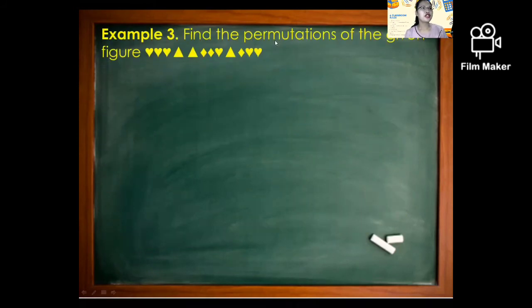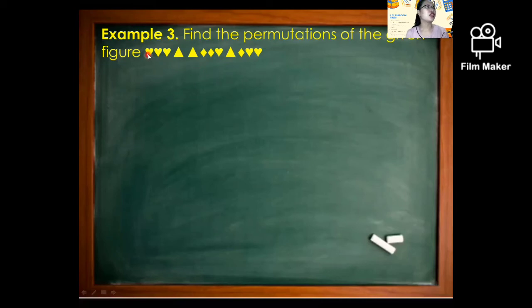Example number 3. Find the permutation of the given figure. Meron daw po tayong 3 na heart. May sumunod na dalawang triangle, dalawang diamond, isang heart, isang triangle, isang diamond, at dalawang heart. So, bilangin natin lahat ang heart. 1, 2, 3, 4, 5, 6. Meron daw 6 na heart. Meron tayong 1, 2, 3 na triangles. At meron tayong ding 3 na diamonds.